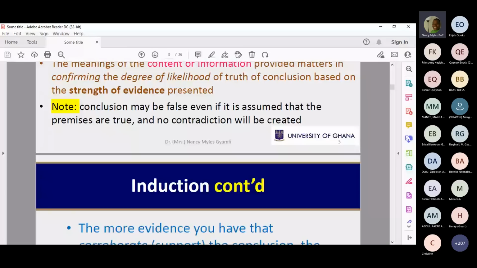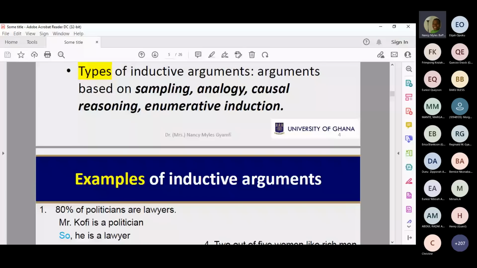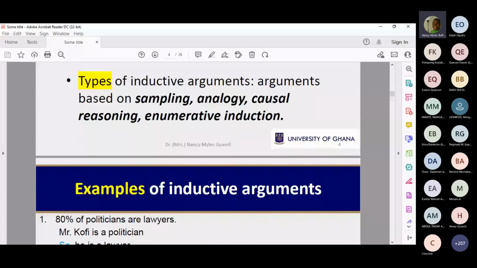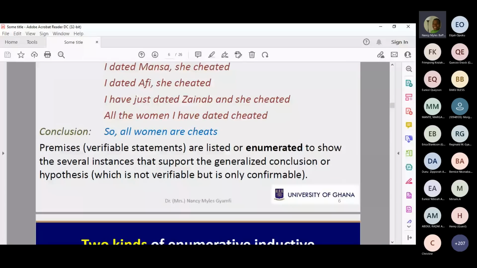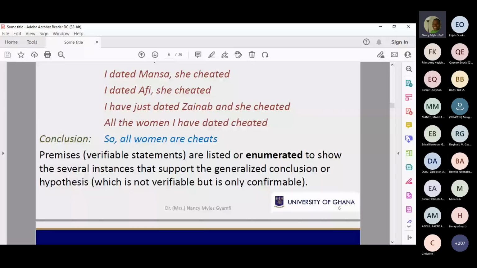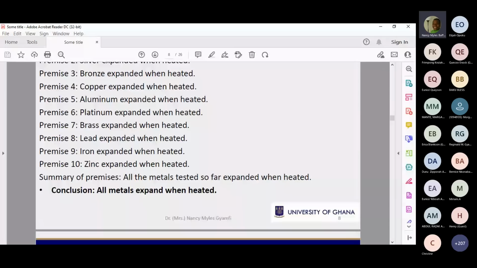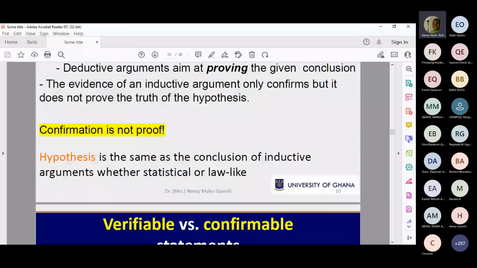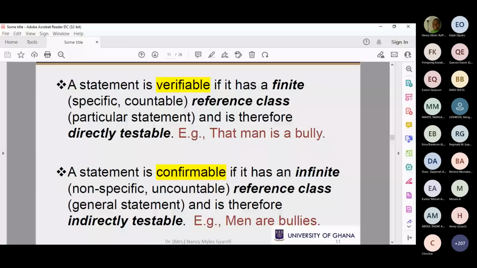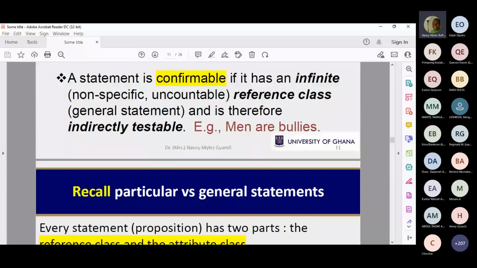Then we saw confirmation is not proof. The various types of inductive arguments are there. We saw some examples. Then enumerative induction that ends with a universal generalization, we said it's more difficult to confirm than the one that ends with a statistical hypothesis, which is easier to confirm. Then we moved on to put some flesh to reference class, finite, directly testable, verifiable, as compared to the confirmable ones and all the package.